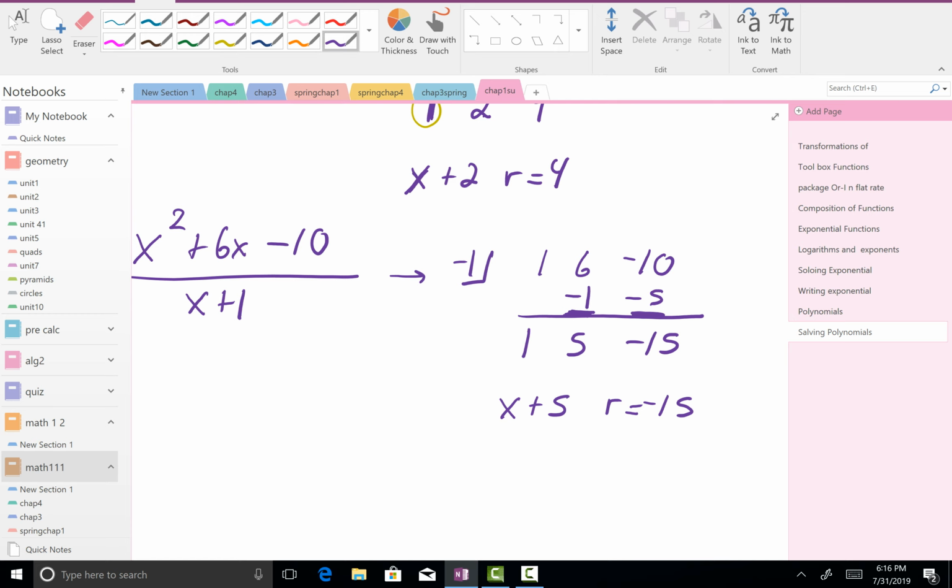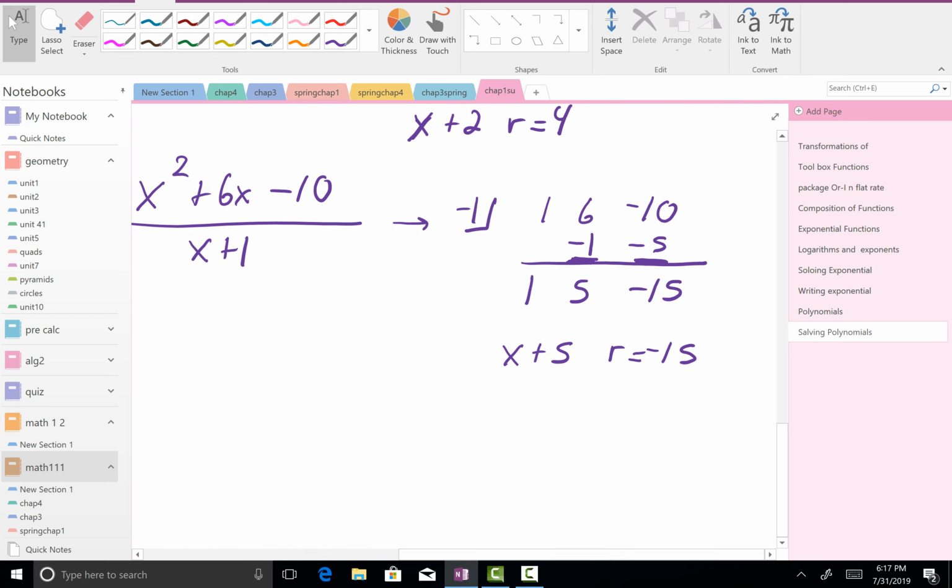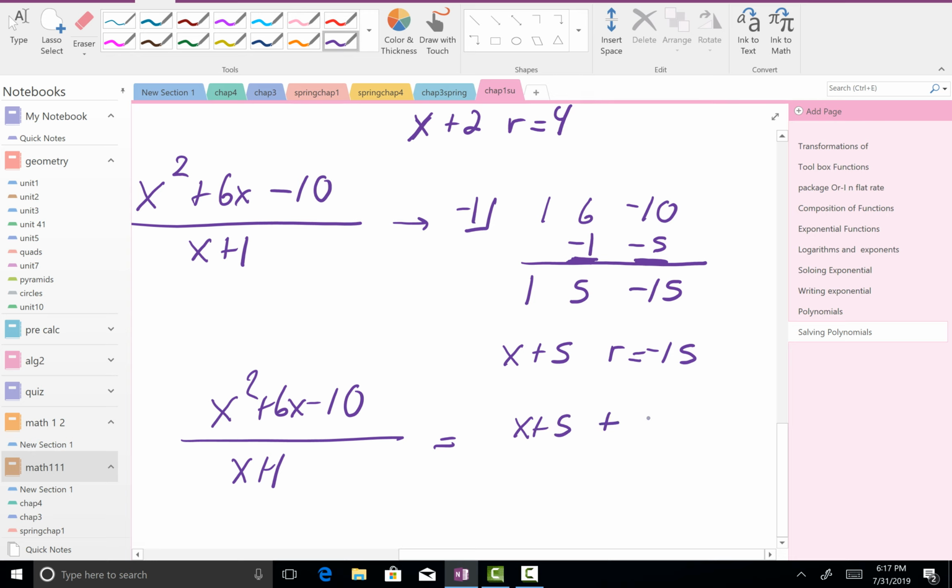Okay. So another way to write this: if we took x squared plus 6x minus 10 and divided it by x plus 1, then our answer is x plus 5 plus -15 over x plus 1. So what this is saying is if we take these two things and divide them, then we would get x plus 5 plus whatever the remainder is over whatever we divide it by.